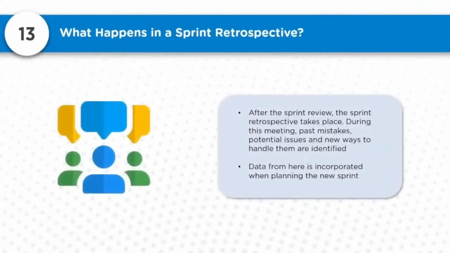So question number 13, what happens in sprint retrospective? After the sprint completes, the sprint review happens, and then the sprint retrospective is done. During this meeting, the lessons learned, what went well, what mistakes we made, what the issues were, and whether there is any new way of doing things, are all discussed so that the necessary corrections can be considered in the upcoming iterations, the sprints.